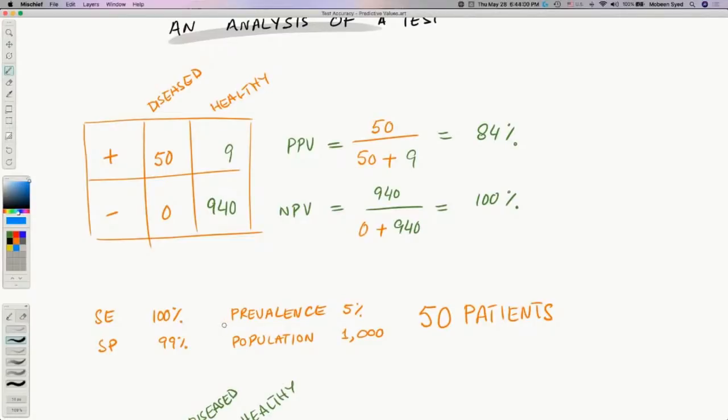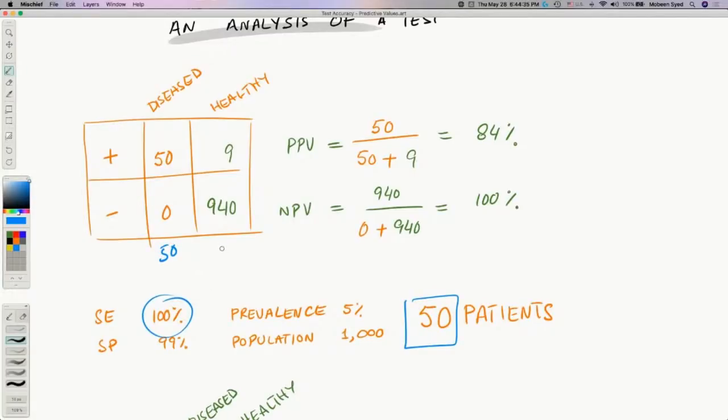Prevalence, let's say we assume 5%, because we don't really know for COVID-19 what the prevalence is. Is that 5% or 20% or 30%? So 5% is a safe number that we all use. So 5% prevalence. Population slice, I used 1,000. It doesn't matter. It's the prevalence that is important. So now if the prevalence is 5% and the slice of the community is 1,000, then there are 50 patients.